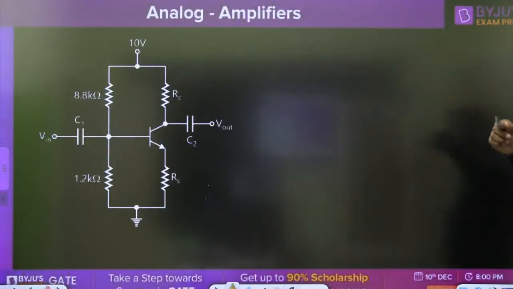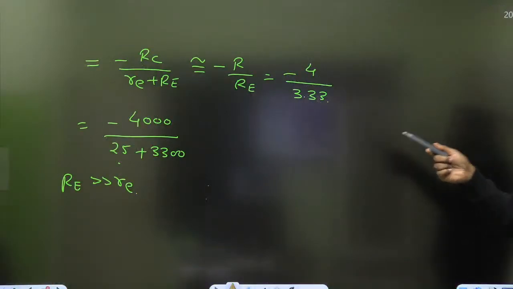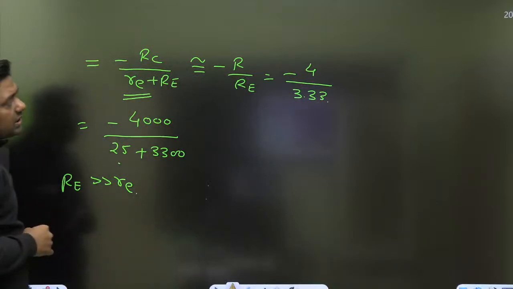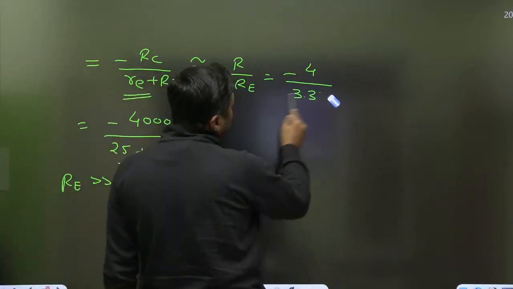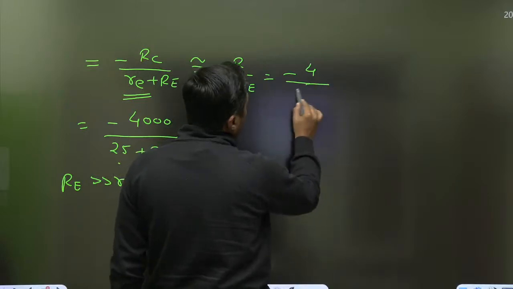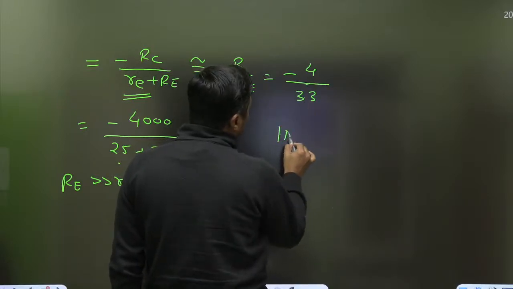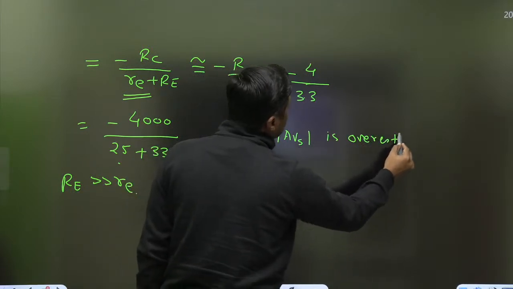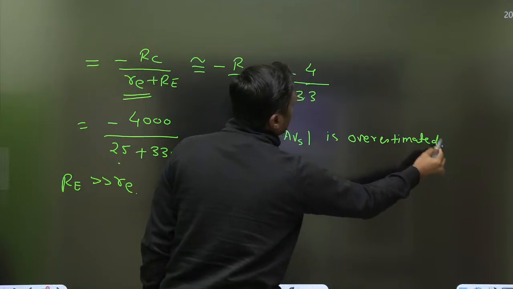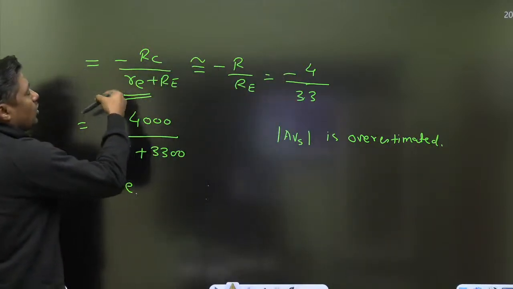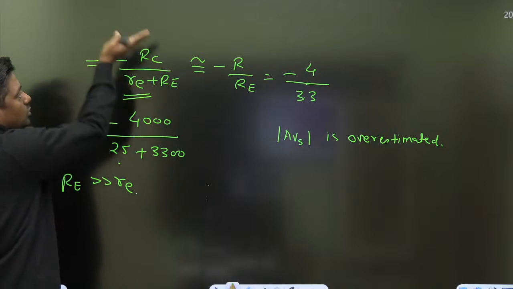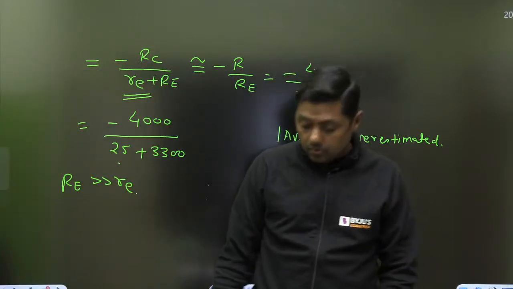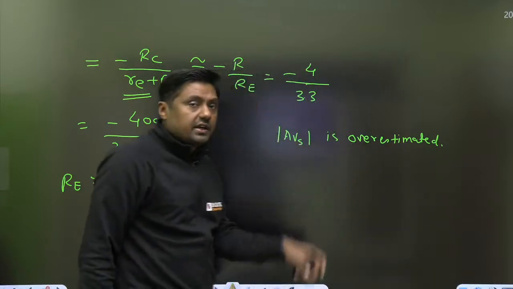Actually we are neglecting the small re from the denominator, and that's why the result 4 by 3.3 is overestimated. Its magnitude is overestimated. Overestimated means during approximation we are neglecting the small re in the denominator. The denominator will become smaller, so the overall magnitude will increase, right? So that is the overestimation. Okay, that is the standard question.